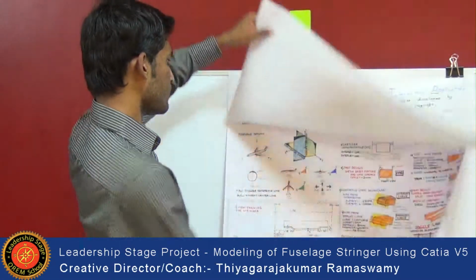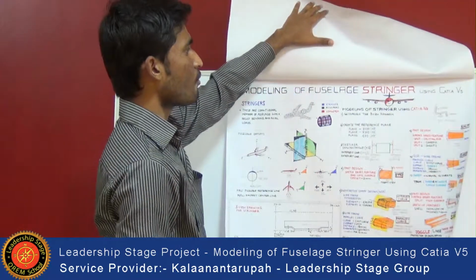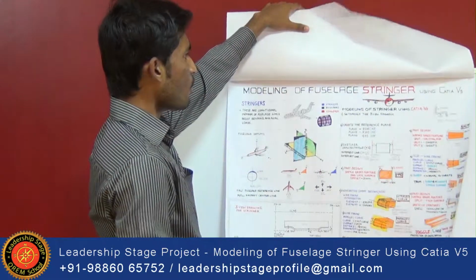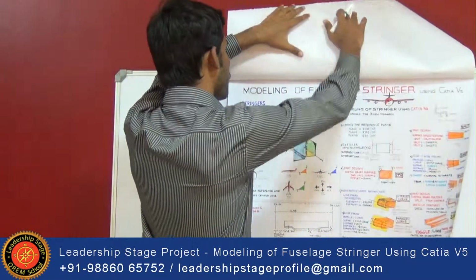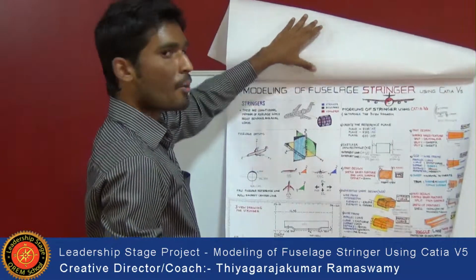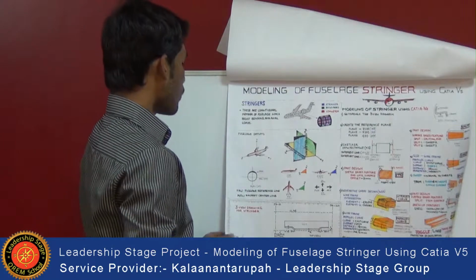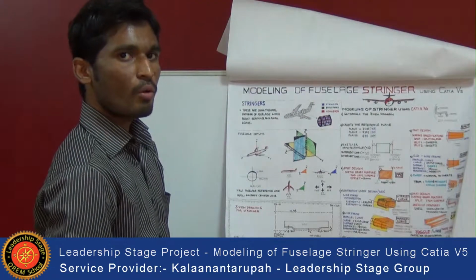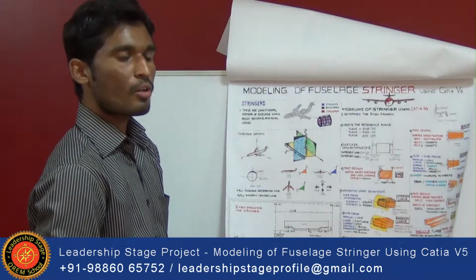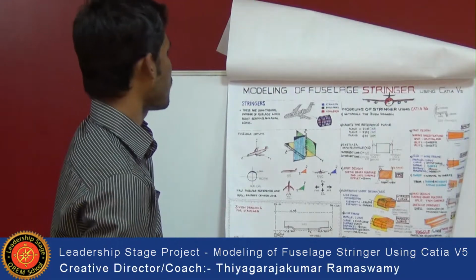And next is modeling of fuselage stringer using Catia V5. Before going to design in Catia, first let me explain the anatomy of the components. Whether you are going to design automobile components, aerospace components, or heavy engineering components, you must know the anatomy of the vehicles.